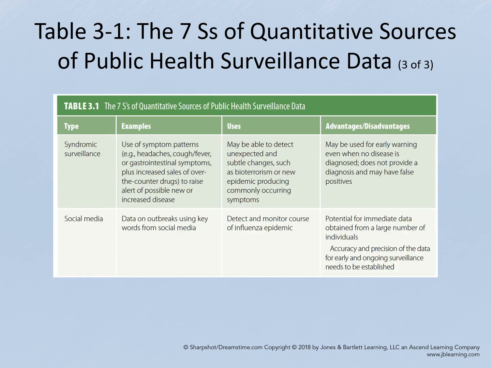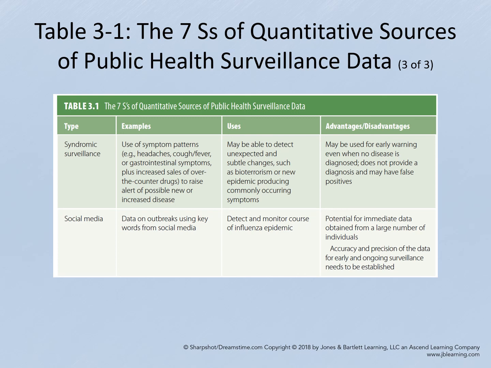Moving on to syndromic surveillance. An example is use of symptom patterns, for example, headache, cough, fever, or GI symptoms, plus increased sales of over-the-counter drugs to raise alert of possible new or increased disease. One example is data on diarrhea, nausea, and vomiting are collected in the emergency room, and data on purchases of over-the-counter medications to treat diarrhea, nausea, and vomiting are monitored through pharmacy sales. So that is syndromic surveillance.